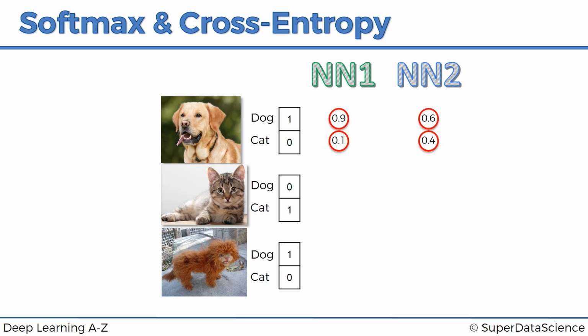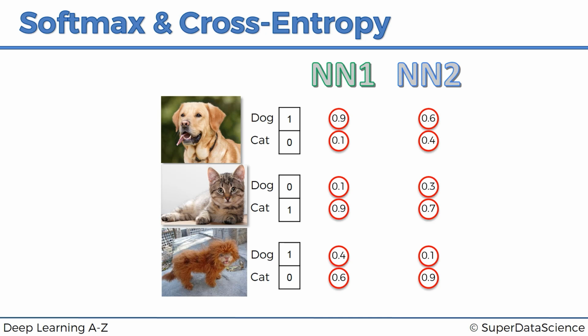In the first case, neural network 1, 90% dog, 10% cat, correct. Neural network number 2, 60% dog, 40% cat, still correct. Worse, but correct. Second option, first neural network, 10% dog, 90% cat, correct. Neural network number 2, 30% dog, 70% cat, worse, but still correct. And then finally, in image 3, neural network 1, 40% dog, 60% cat, incorrect. Neural network number 2, 10% dog, 90% cat, incorrect, and worse.